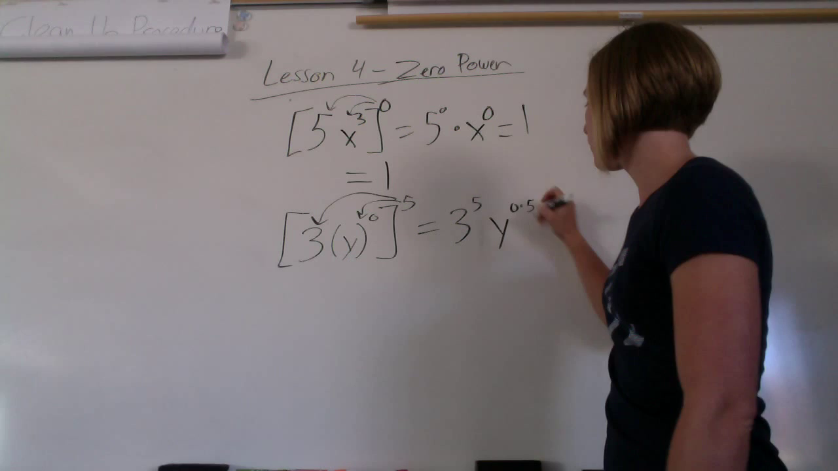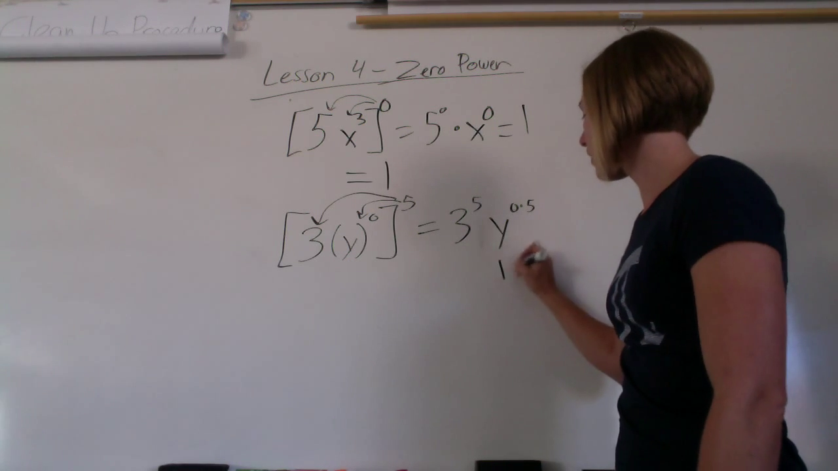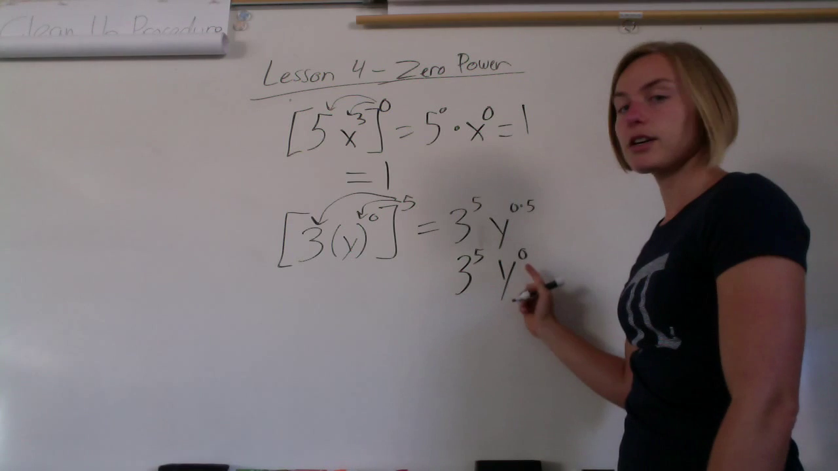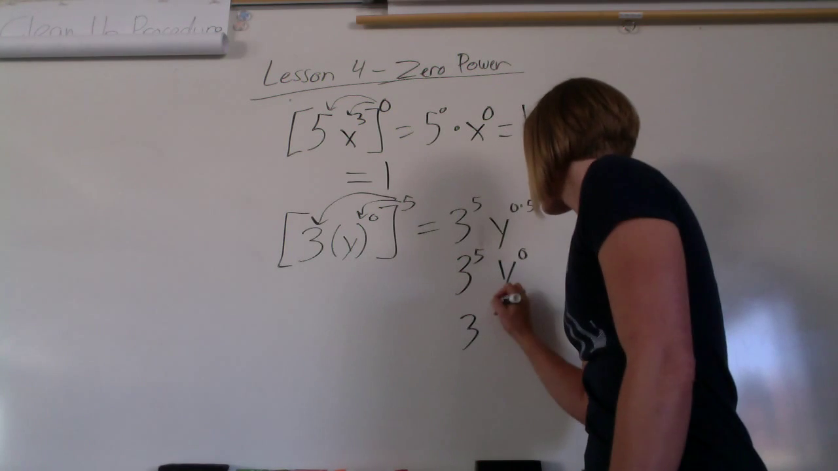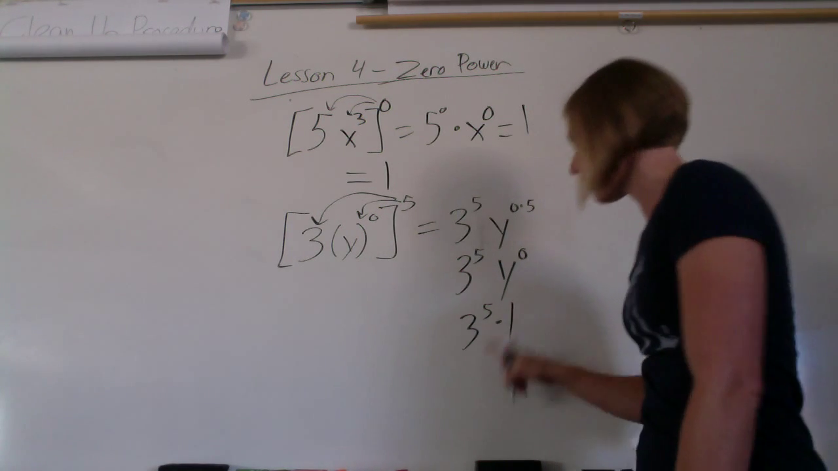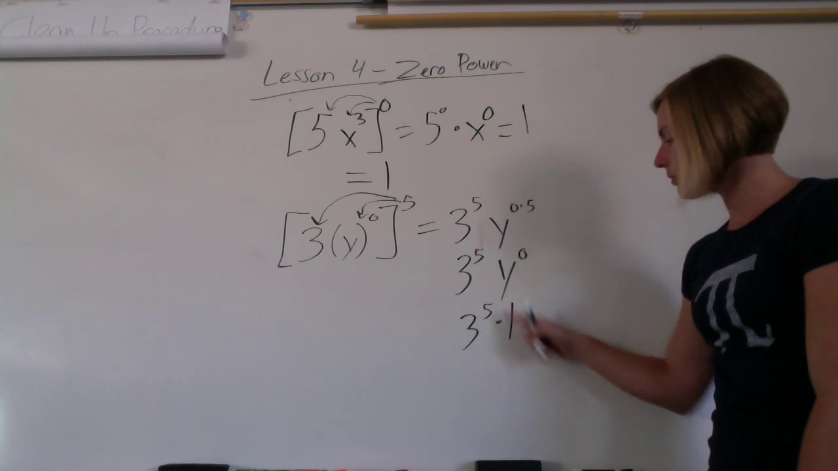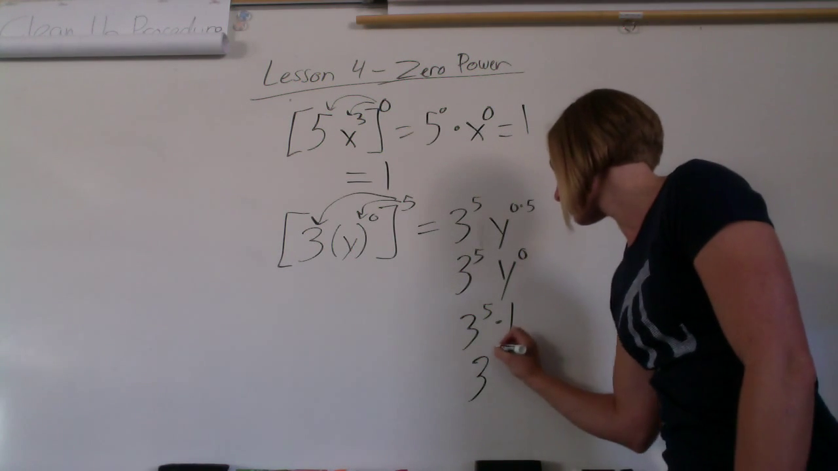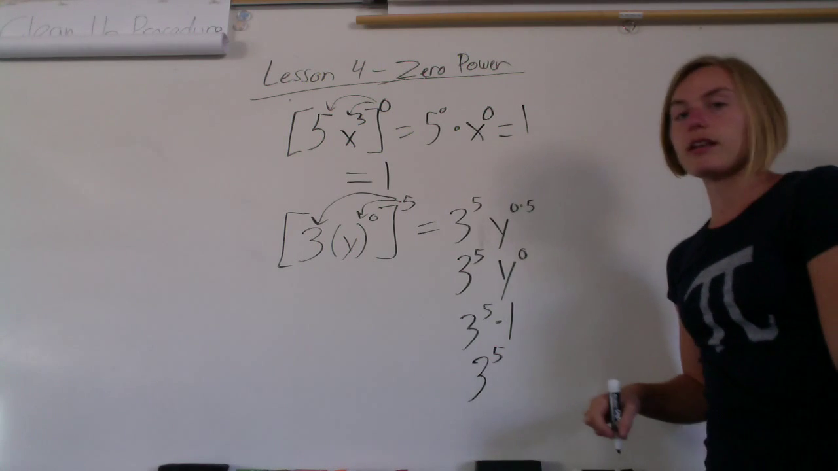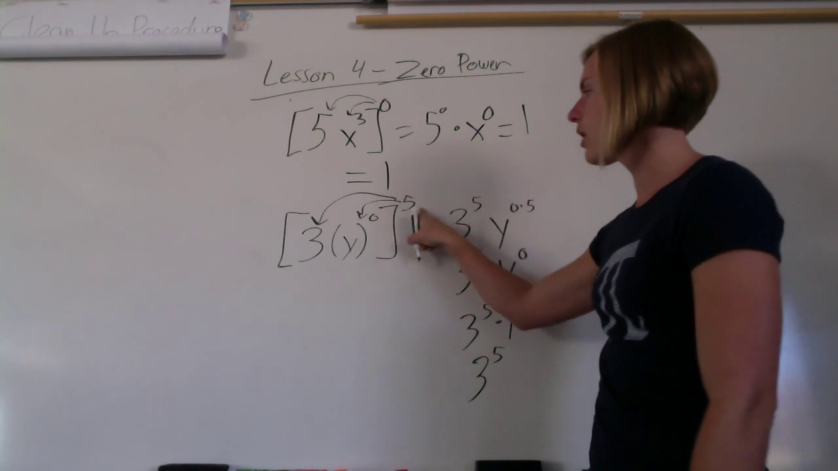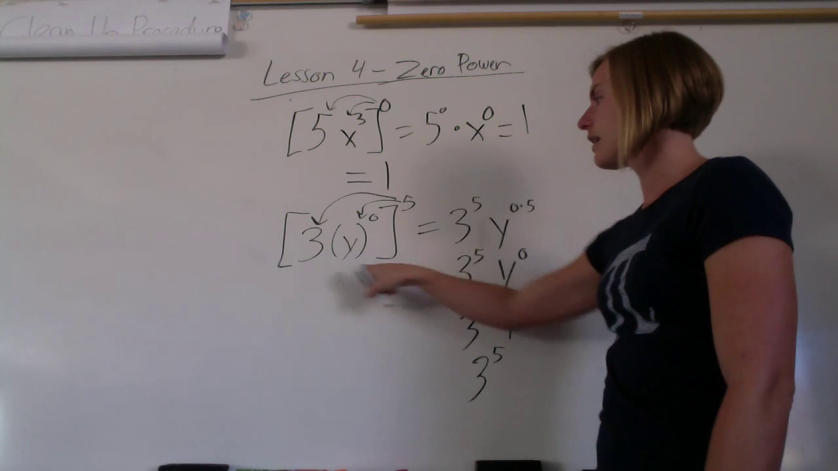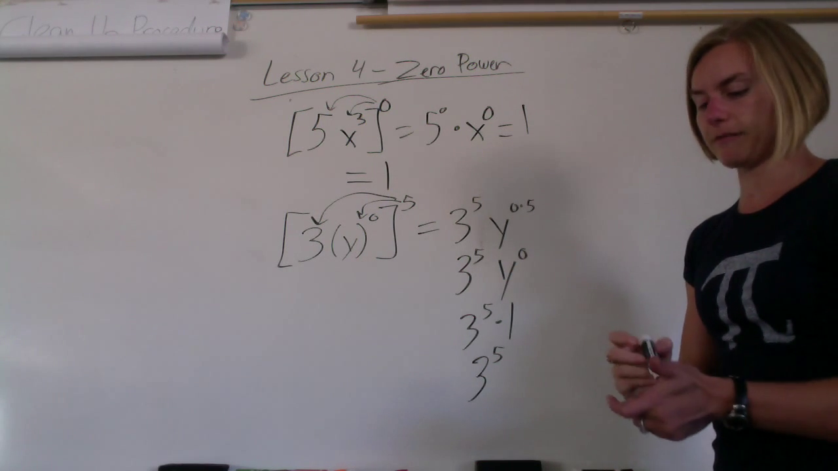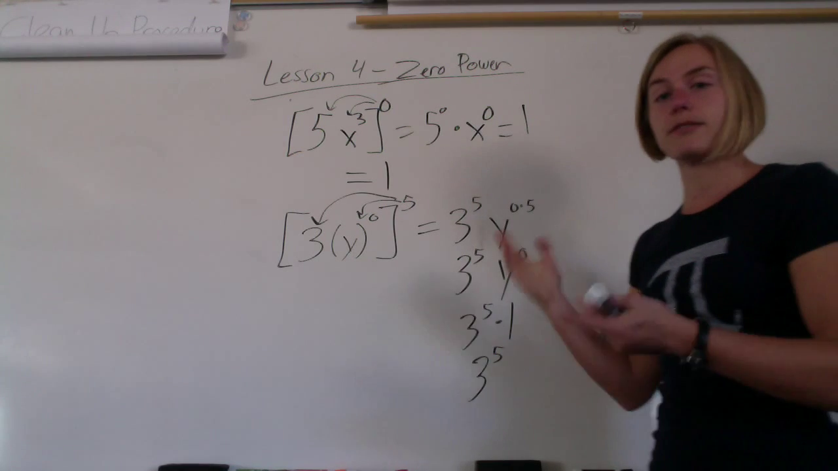0 times 5, which we know is going to end up being y to a 0. And y to the 0 is just 1. So if you wanted to, you could write it like this. But we all know multiplying something by 1 is not going to change it. So we really could just write the answer as 3 to the 5th. And some of you saw that back here. You're like, oh, well, this is going to just be 1. And so all we really need to carry through is the 3 to the 5th. Okay? And that's it for 0 power.